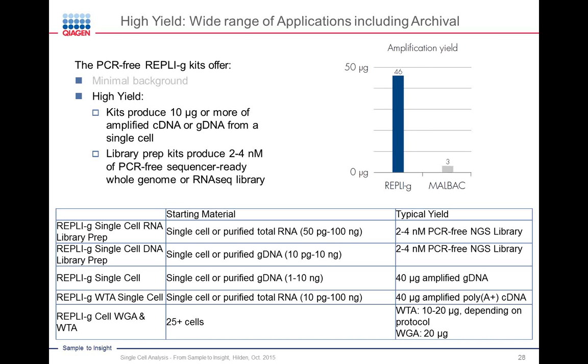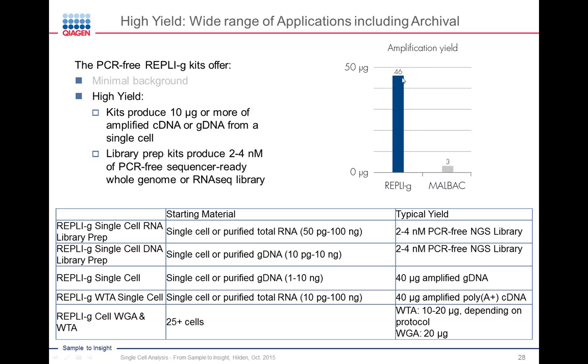The REPLI-g single cell kits produce a lot of DNA. It's more than enough DNA for most downstream applications. They generally produce at a bare minimum 10 micrograms. This is with the Parallel kit here. But typically, we expect somewhere between 30 and 60 micrograms of DNA from either whole transcriptome or whole genome.